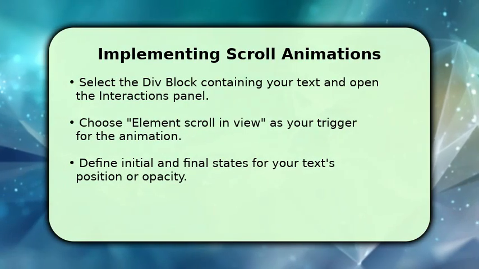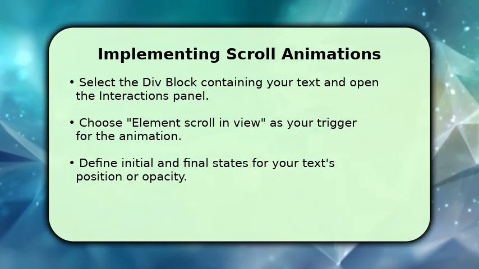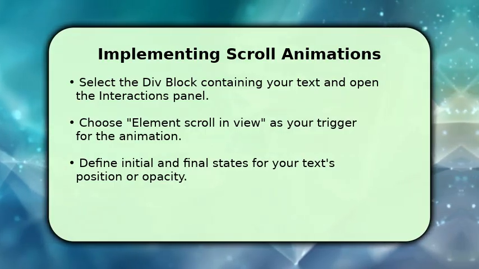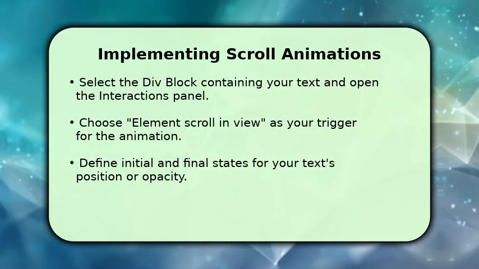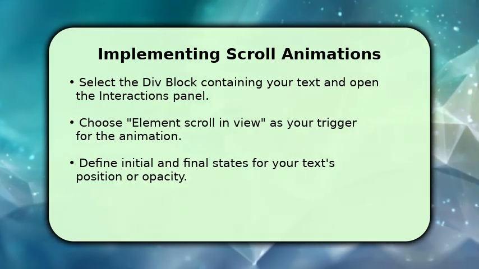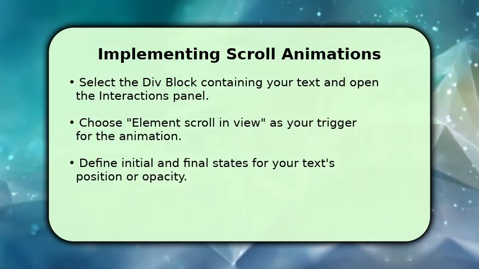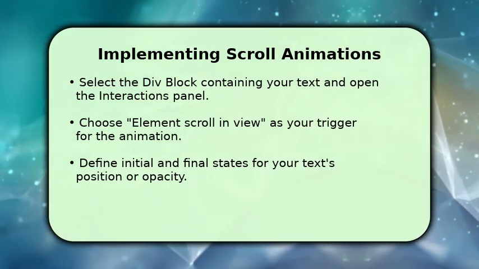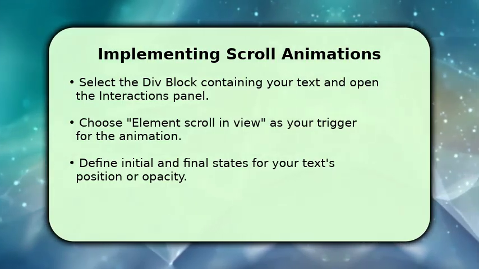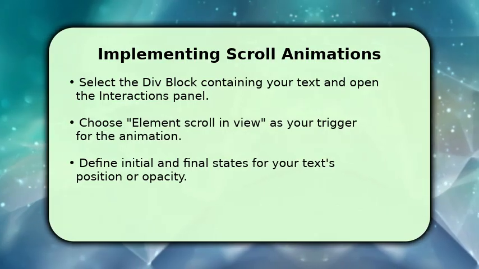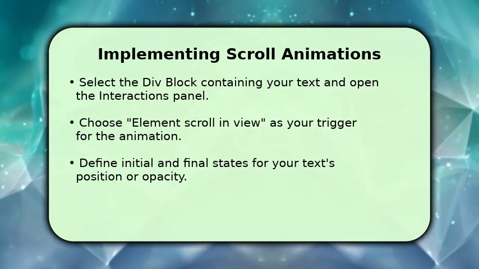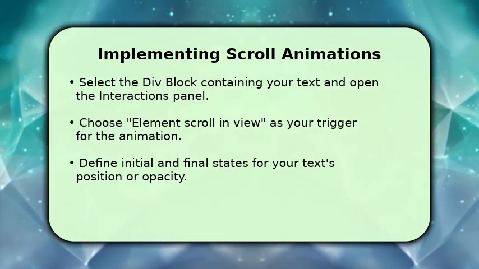Now, let's apply a basic scroll animation. Select the div block holding your text and navigate to the Interactions panel. Choose Element Scroll in View as your trigger. This means the animation will activate when the text enters the viewport. You will then define two keyframes, an initial state, perhaps with the text off-screen or at 0 opacity, and a final state where it is fully visible and in its desired position. This creates a smooth, engaging entrance effect.